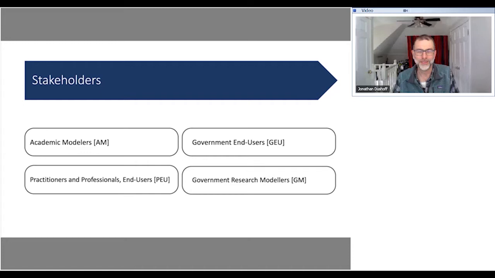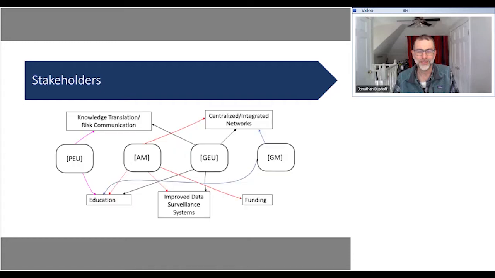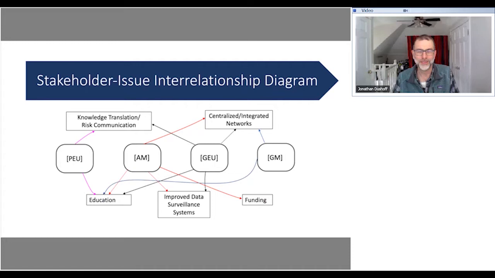Those are the 4 groups that I had interviewed for my study, and what I was trying to map out is what issues these stakeholder groups are interested in, and how these issues interact between the stakeholder groups. So for example, I have a stakeholder issue interrelationship diagram, a very simplistic, watered down version of what the issues are. So you see around the slide, the education data surveillance systems, and how the 4 stakeholder groups interact with them.